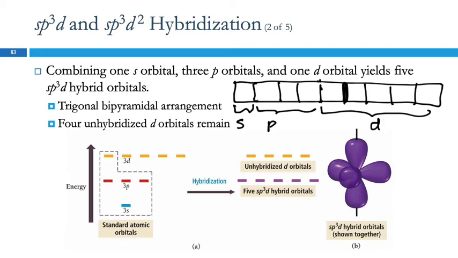Is that why the period P and below they can make more than an octet? Yeah, this is exactly why things in period 2 cannot expand their octets. Because on the second floor of the hotel, there's an S room and a P room. There is no D room. So you can't expand into it. It can't happen.